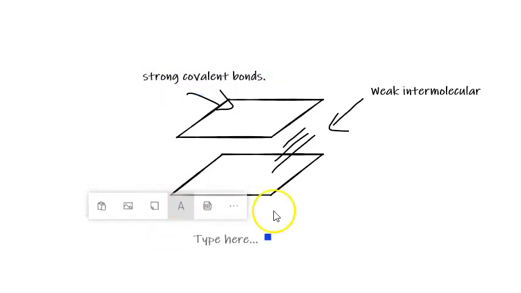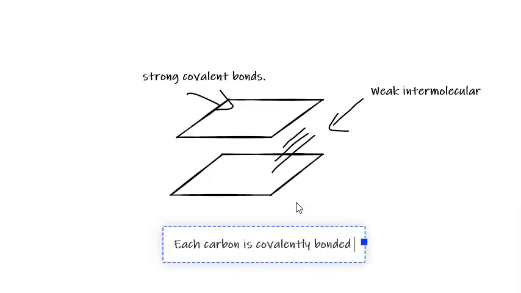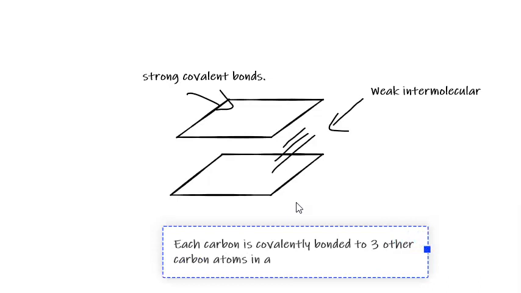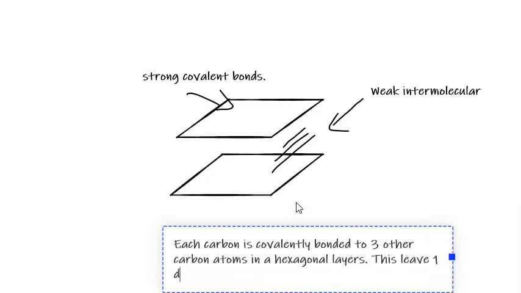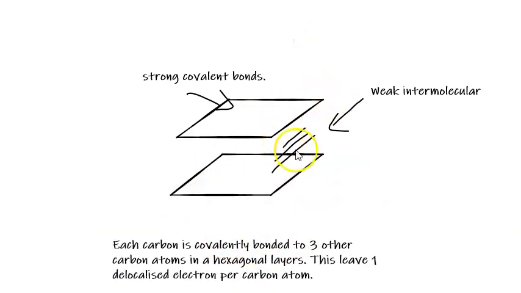To write a description of the structure and bonding of graphite, I've just taken this from a previous year's exam. We would say that each carbon is covalently bonded to 3 other carbon atoms in hexagonal layers. So that's describing the shape that they arrange themselves in, and this leaves one delocalized electron per carbon atom. So that's a word answer for how to describe what we've just gone over there.